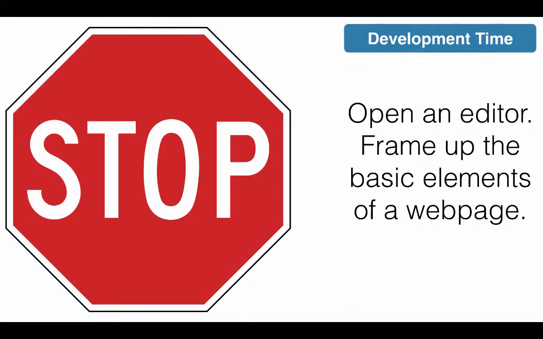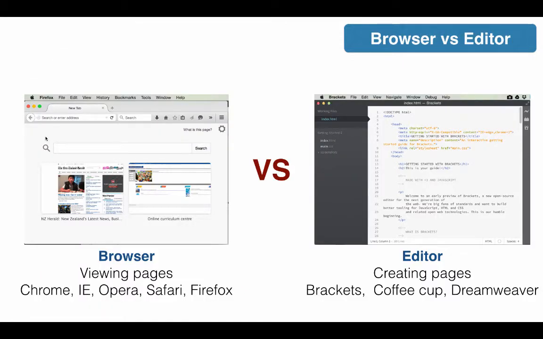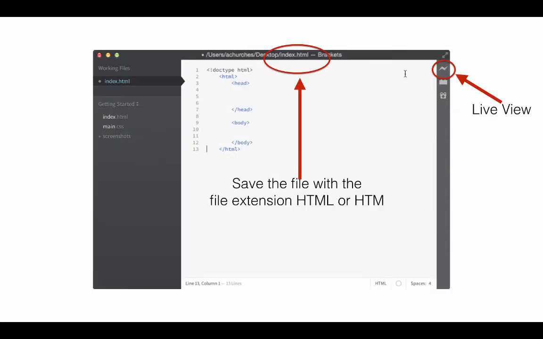Stop. Time to do some development. Open up an editor. Now the difference between an editor and a browser is that an editor allows you to manipulate the code and a browser displays the code. Our examples of browsers are things like Chrome, Firefox, Opera, Internet Explorer. Examples of editors: Dreamweaver, Coffee Cup, Brackets. Brackets is the one that we will be using most as we go through.